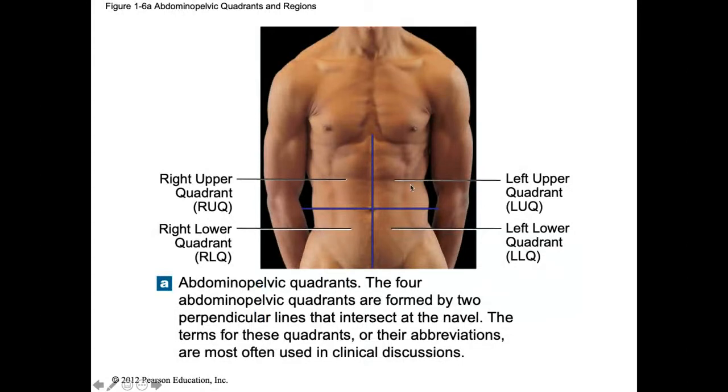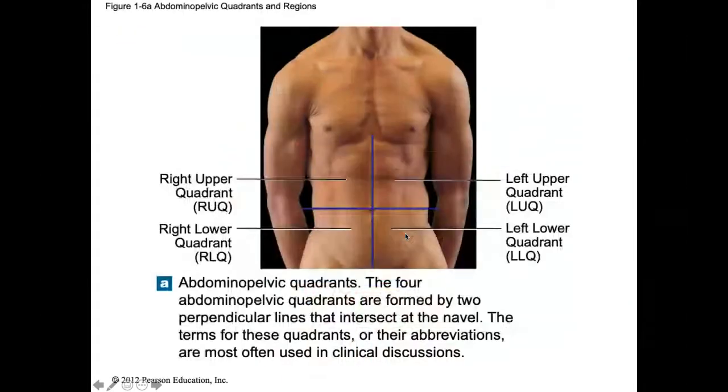Let's look at the abdominal regions. We break the abdominal regions into 4 abdominal pelvic quadrants. This person's in anatomical position, so they're looking at us. So this is their right shoulder. This is their left shoulder. This is the right upper quadrant, left upper quadrant, right lower quadrant, left lower quadrant.